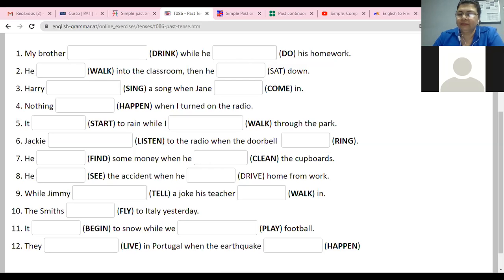Jimmy was telling a joke when his teacher walked in. Okay. The Smiths were flying to Italy yesterday. Okay. It began to snow while we played football. Okay.